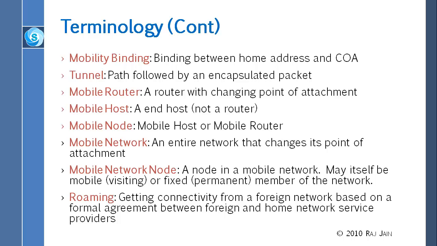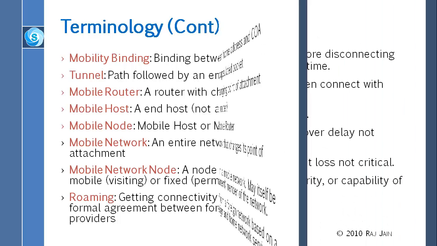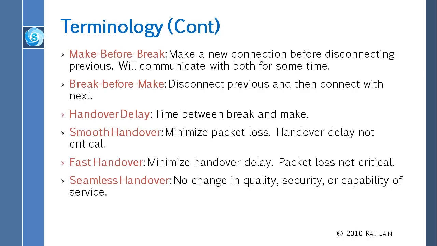Roaming has more to do with the financial arrangement. So if you have an arrangement with the foreign network, then they allow you to connect. That is called roaming: given connectivity in a foreign network based upon a formal agreement between the foreign and the home network service providers. So if you had a DSL, let's say from AT&T, and you went to some foreign country, and they let you connect to their DSL or dial-up network or whatever it is, then there must be some roaming arrangement between those two. Okay.